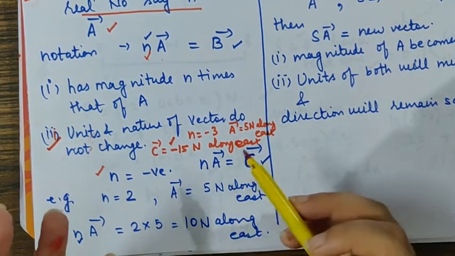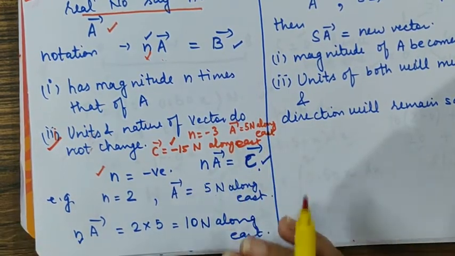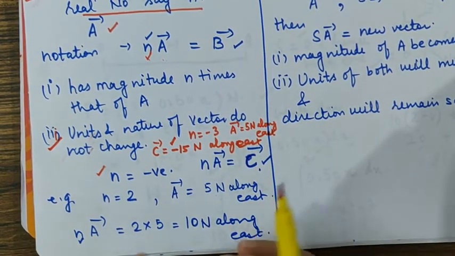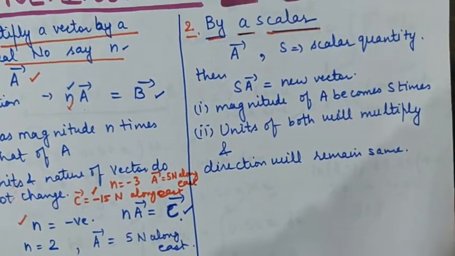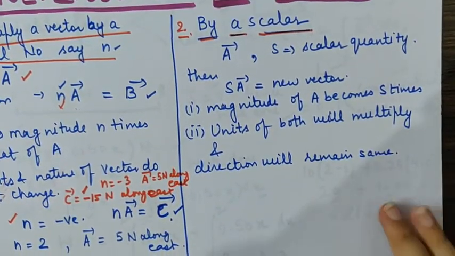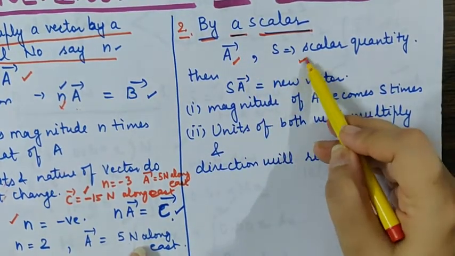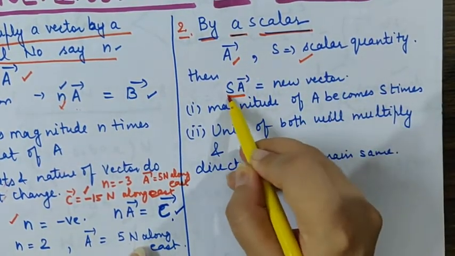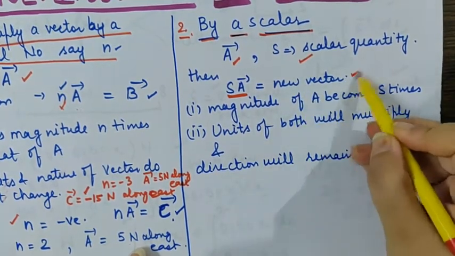So if n is positive, direction remains the same. If n is negative, the direction is reversed by 180 degrees, or you can say the direction is totally inverse of the previous one. Now come to when a vector is multiplied by a scalar quantity. If A is a vector, S is a scalar quantity, then the notation for how the multiplication is written is S A vector. This will be the new vector.